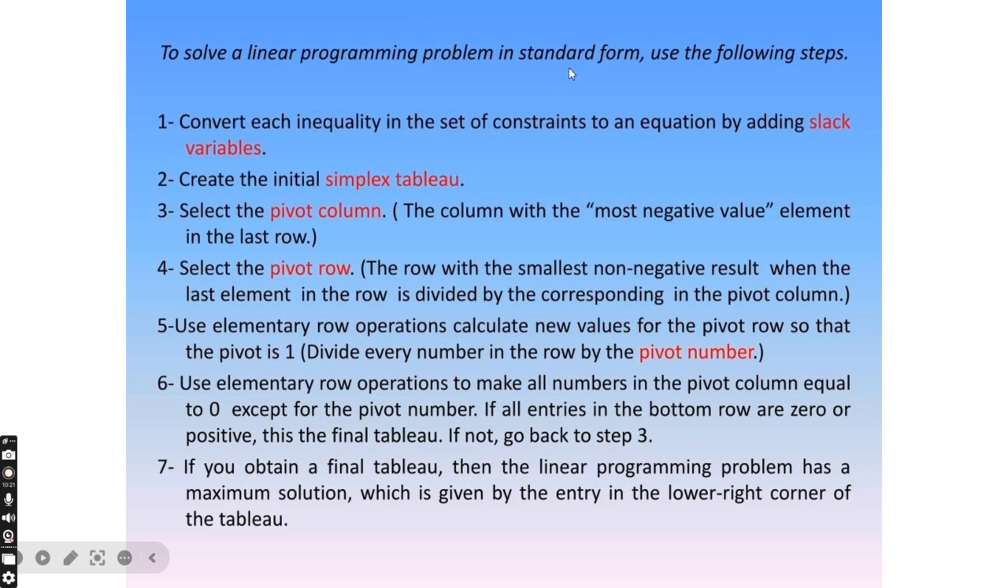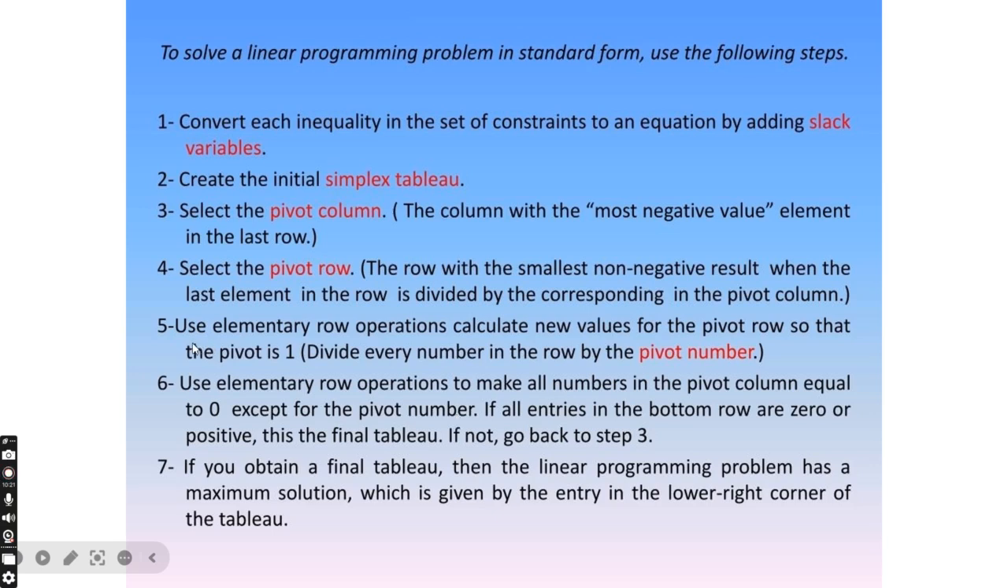To solve the linear programming problem in standard form, use the following steps. First, convert each inequality in the set of constraints to an equation by adding slack variables. So first, whatever the equation given, you have to convert the inequality in the set of constraints to an equation by adding slack variables. Then create an initial simplex table, select the pivot column, then select the pivot row. Usually use elementary row operations to calculate new values for the pivot row so that pivot is 1. Use elementary row operations to make all numbers in the pivot column equal to 0.